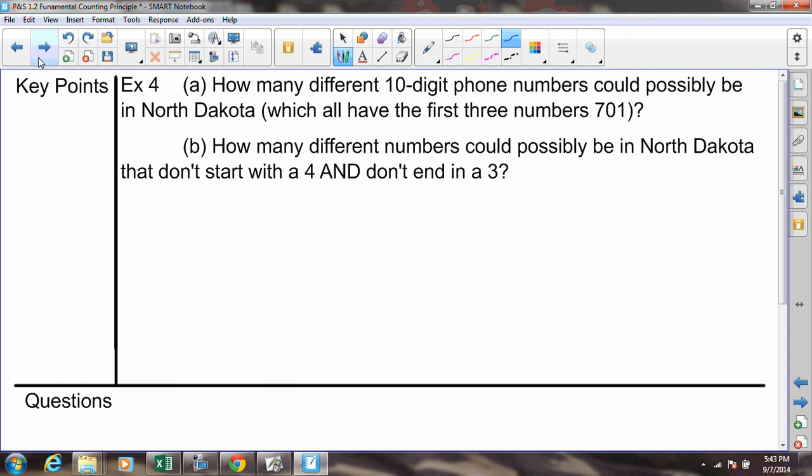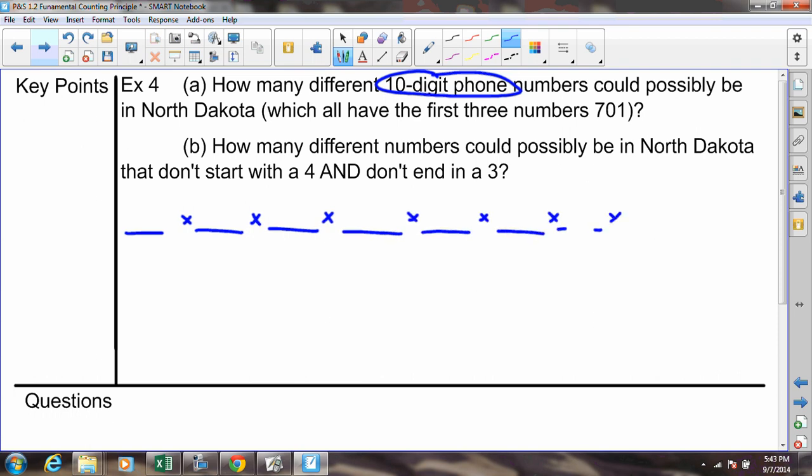Well, fortunately for us, we can recognize we're talking about a 10-digit phone number. So we have the first number, second number, third, fourth, fifth, sixth, seventh, eighth, ninth, 10th. We could start filling them in and just start guessing, but let's consider these options. Let's start thinking about the criteria. We're told that it does have to be North Dakota. So in North Dakota, these first three numbers have to be a 701.